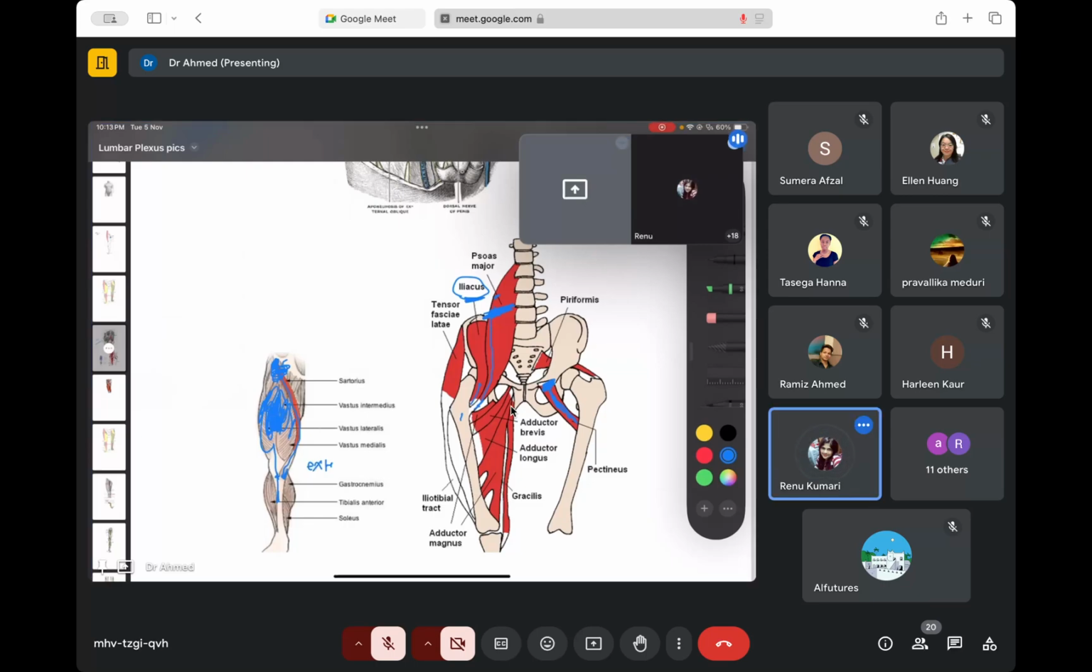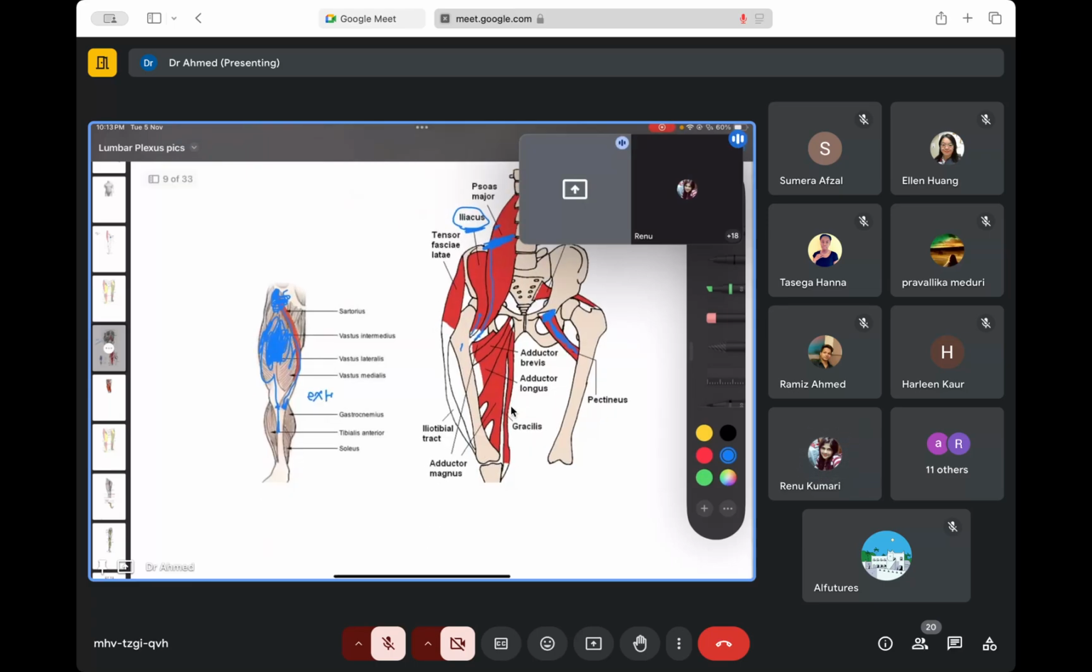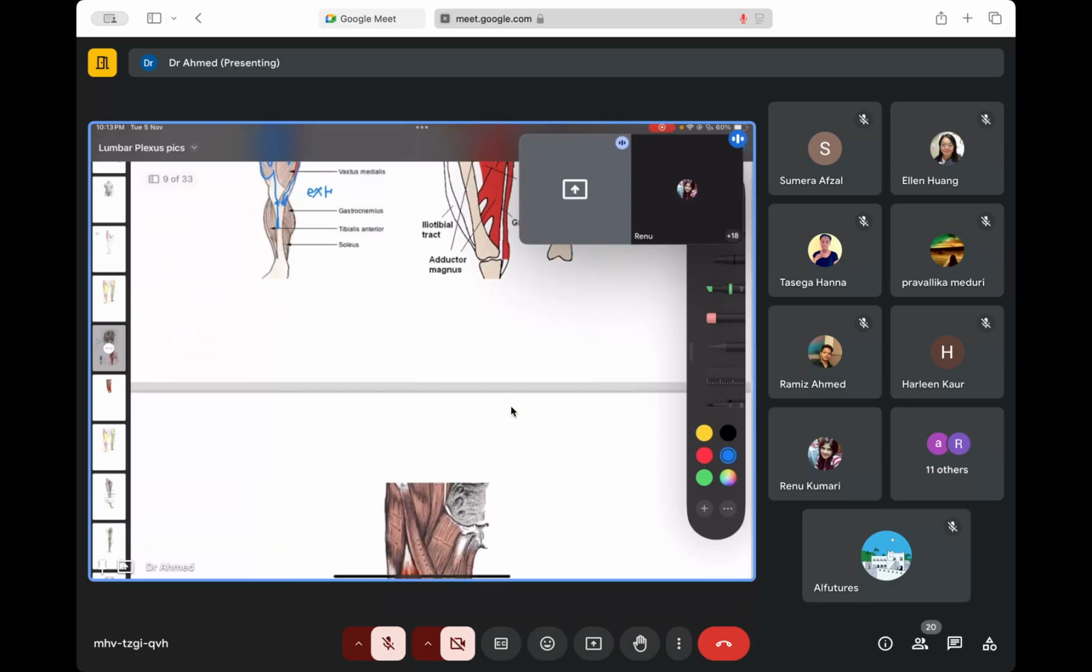Why does your knee kick up? Basically, we are stimulating the quadriceps muscles, the four muscles present in the anterior thigh. So it means that anterior thigh muscles are going to extend your knee. They are known as quadriceps, which means you have four muscles present here. What are the names of those muscles?